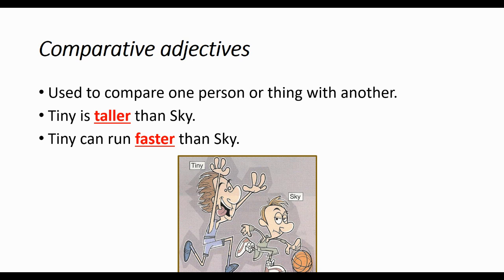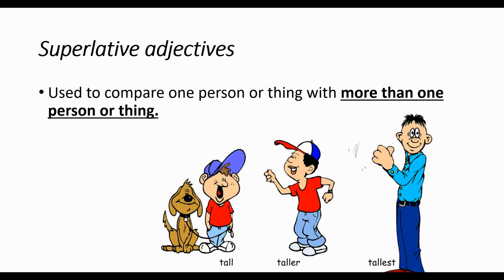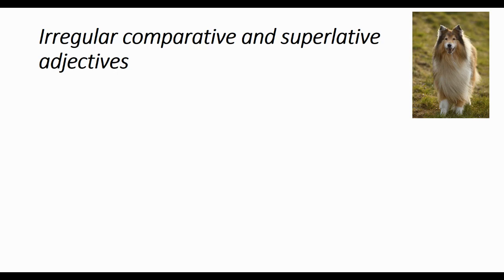Tiny is taller than Sky. Tiny can run faster than Sky. One compared with one. Superlative adjectives are used when we compare one person or thing with more than one person or thing. So for example, the gentleman here is the tallest among the three people in the room.